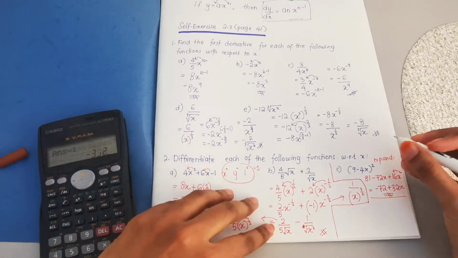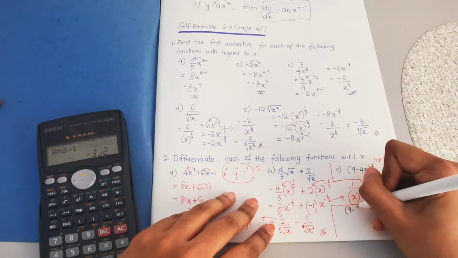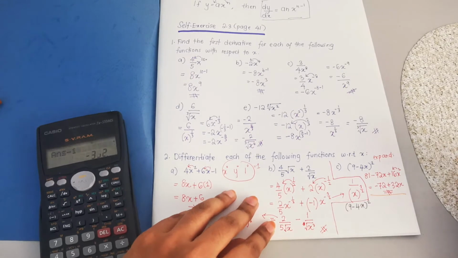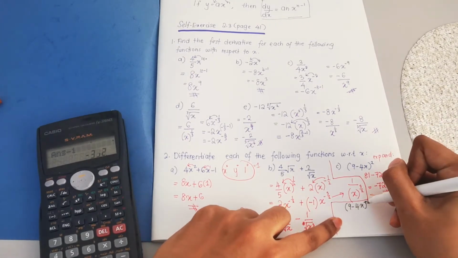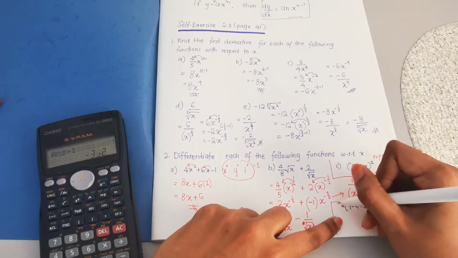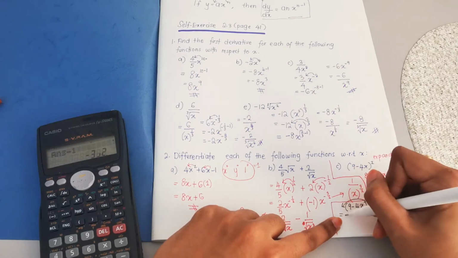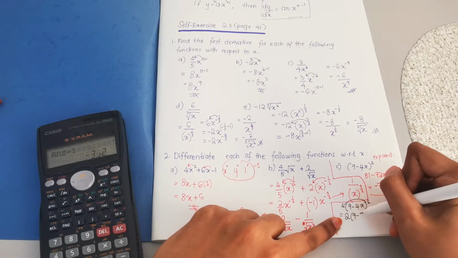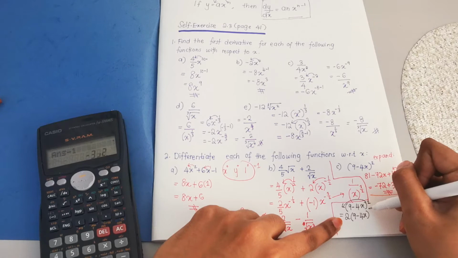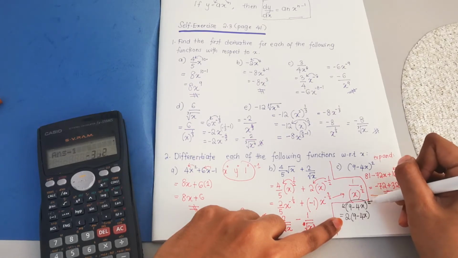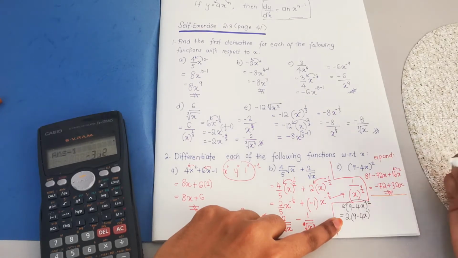Okay, what you can do is, 9 minus 4x squared, right? First step, you take the 2 and times it in front here. In front here there's no number, right? So it becomes 2. 9 minus 4x, you copy this down. Here is power of 2, 2 minus 1 becomes power of 1.